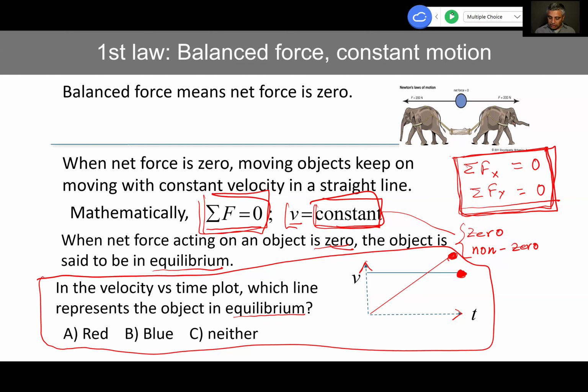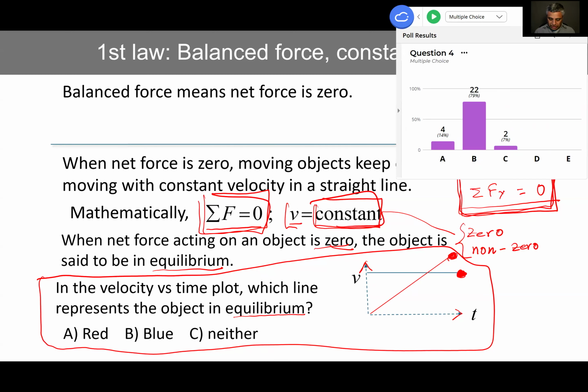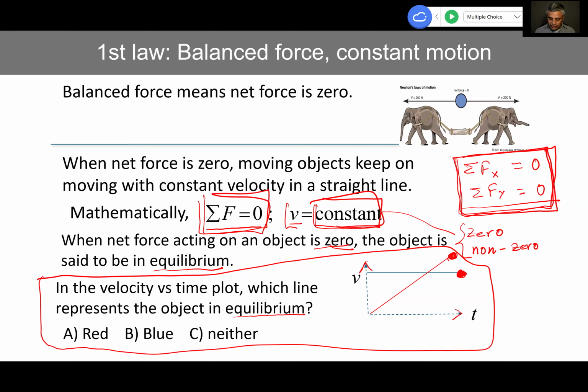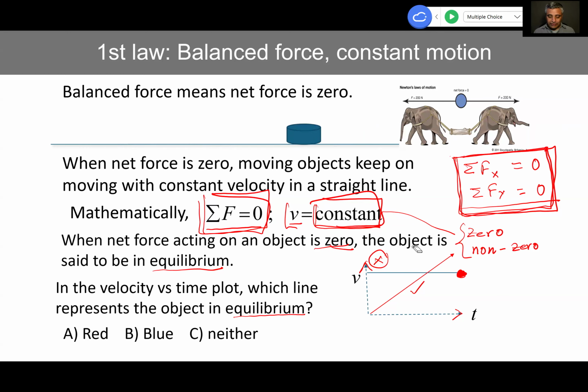Okay, let's see how we did here. Mostly B, blue color, horizontal line. So yes, that means velocity is constant. Here velocity is increasing. If this was a position versus time graph, then this would be the correct answer, because velocity comes from slope and the slope of this line is constant. But this being a velocity graph, we simply read the graph. Here velocity is increasing, right? But over here velocity is always the same. So that's why blue is the correct answer.